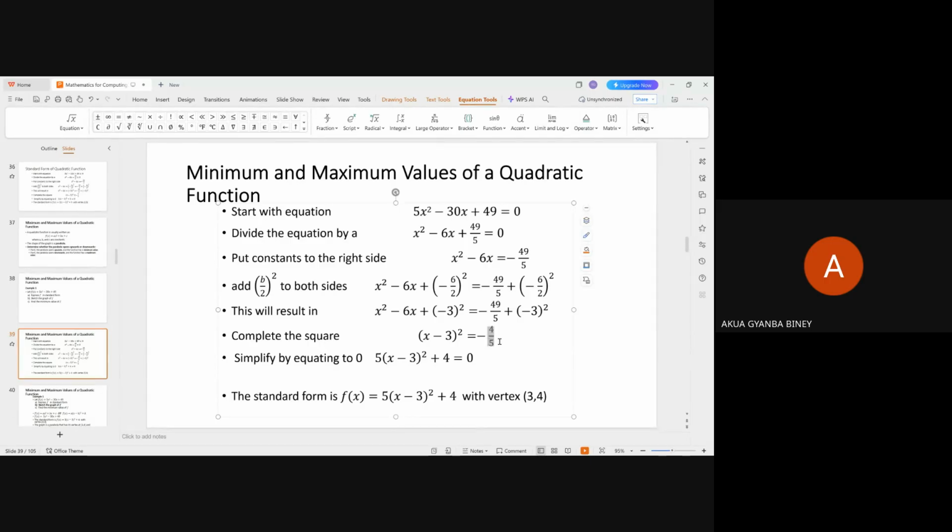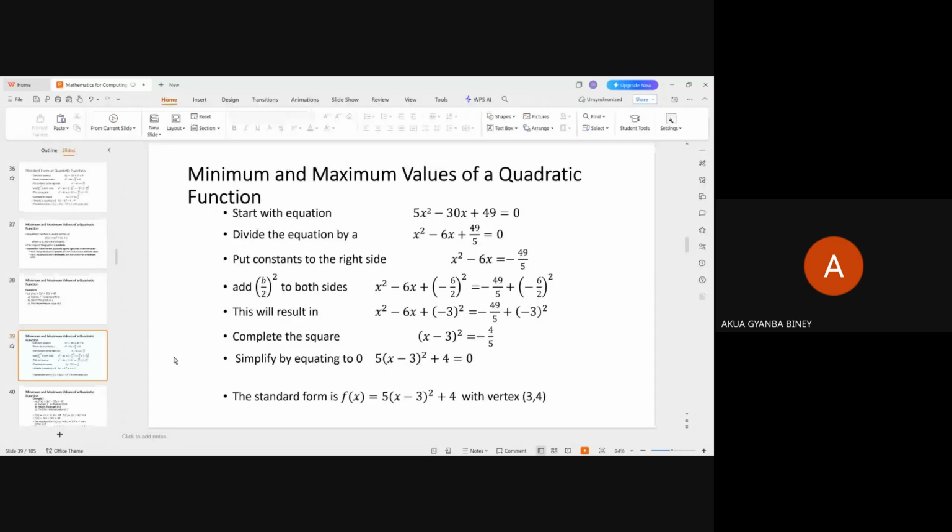Now here, the target is not to get the values of x, but to get the vertex. So I multiplied through by 5, and I brought the minus 4 again, equating everything back to 0. So I end up getting 5 times x minus 3 all squared plus 4. Now from this expression, I can get my h and k. So this function has a vertex 3 and 4. We have put it in standard form. We are done.